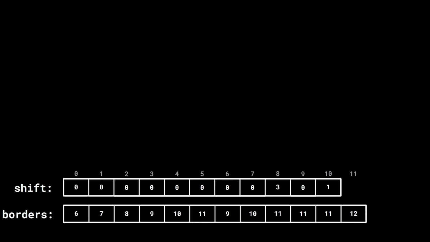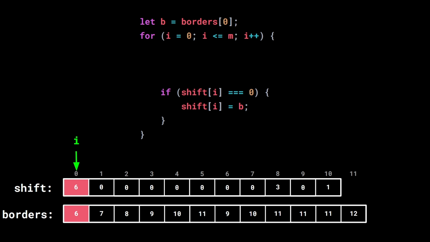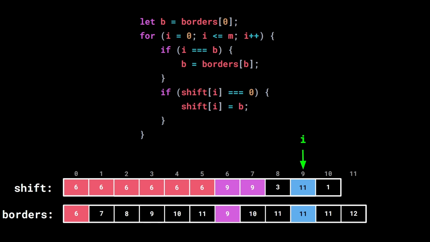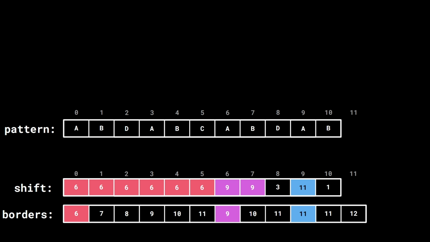The algorithm is pretty straightforward. We start by initializing a variable b to be the position of the first border. Then we are going to loop through the shift array, and if the shift is 0, we set it to the position of the border. We keep doing that until we reach the border. When we reach it, we set the value of b to its border, which will set the value of shift to be 9. If we keep going, we are going to fill the shift array entirely. So here's the pattern. If you want to verify, you can pause the video.